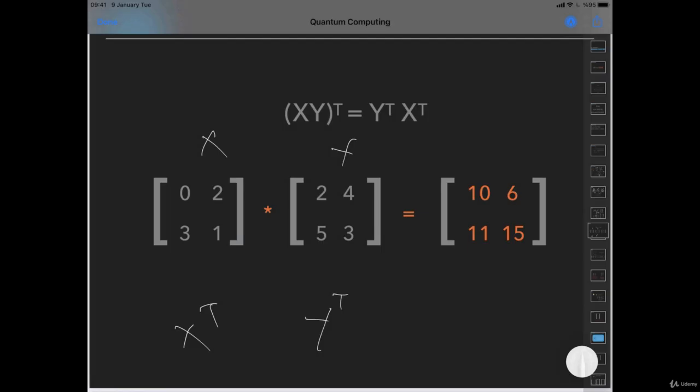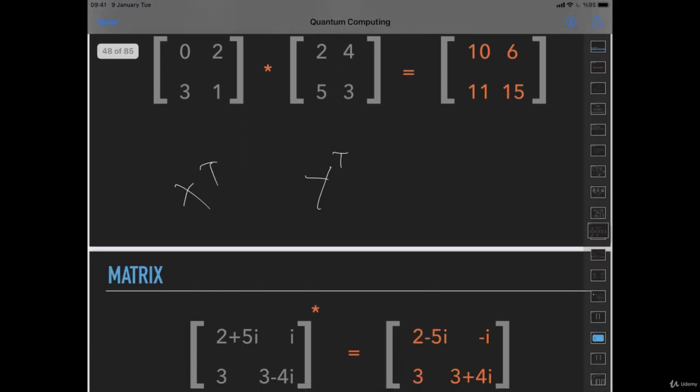You can try to actually prove this on your own as an exercise if you want to. You may just want to pause the video and try to do this on your own. You're going to see this is actually equal to y transpose multiplied by x transpose. So this is again something that we should keep in mind as well.